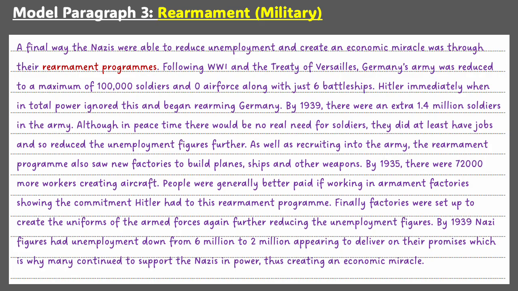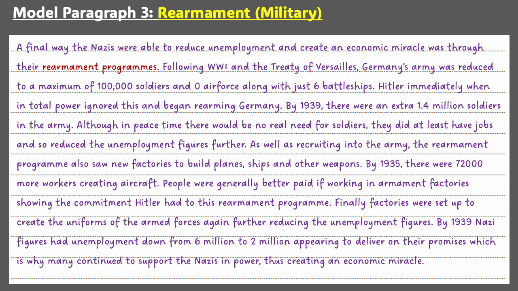Following World War I and the Treaty of Versailles, Germany's army was reduced to a maximum of 100,000 soldiers, with 0 air force along with 6 battleships. So we get to get a little bit of our Versailles knowledge in there. Hitler immediately, when in total power, ignored this and began rearming Germany. By 1939, there were an extra 1.4 million soldiers in the army. Although in peacetime there would be no real need for soldiers, they did at least have jobs and so reduced the unemployment figures again. So we're going back to the question there regularly, aren't we?